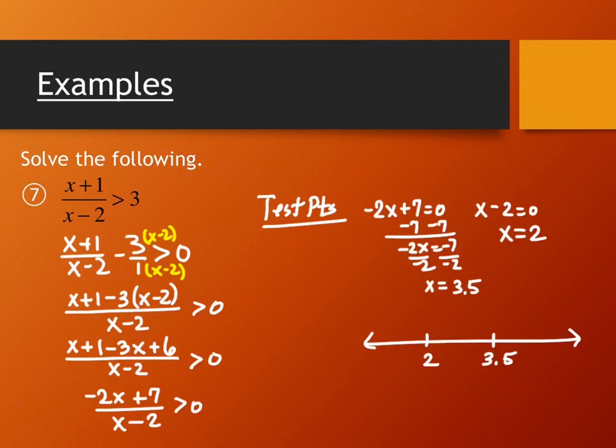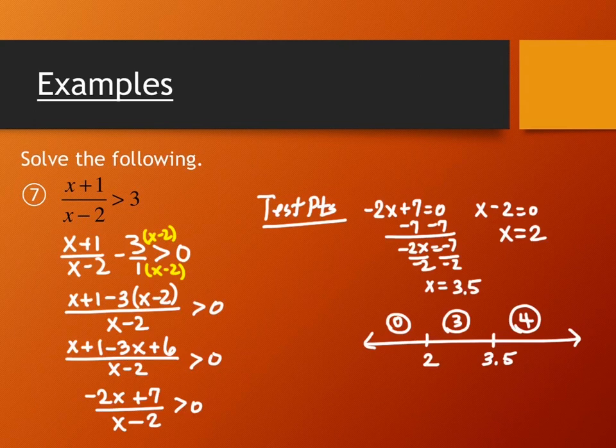What is a point before 2 that you might want to test? 0 is my favorite. You could test anything else you'd like, but I like 0. How about between 2 and 3.5? I would test 3 as well. And then after 3.5, maybe 4. Okay, and we're going to test each of these.